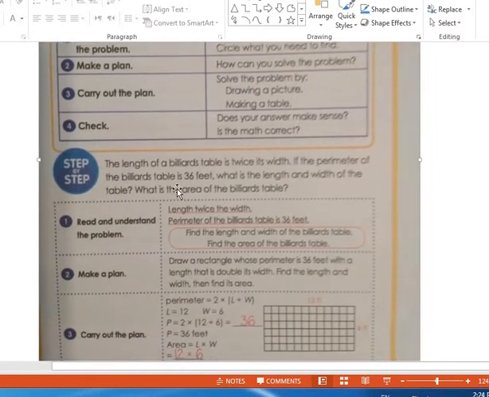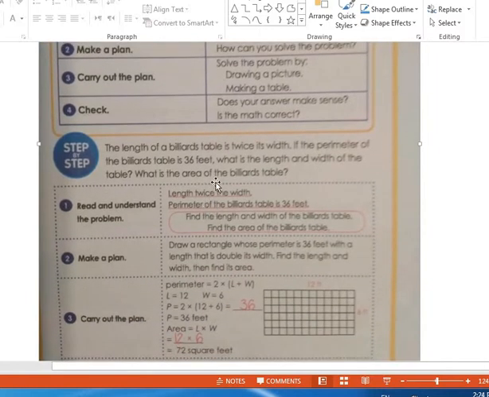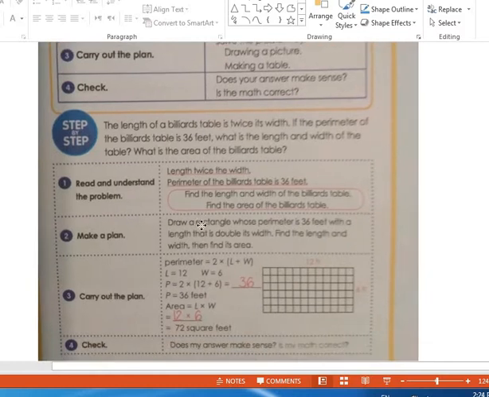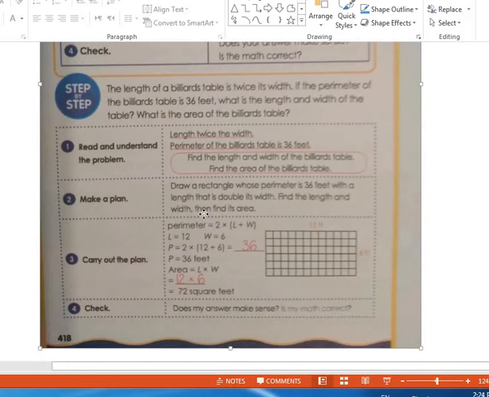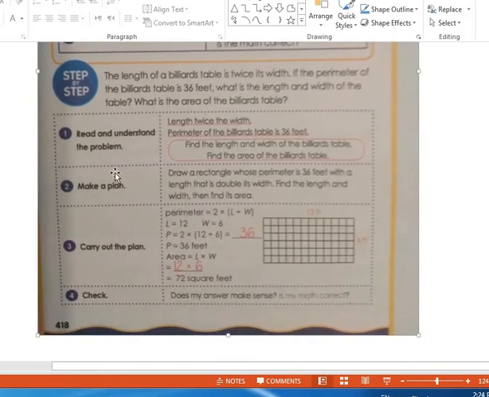Step by step. The length of a billiards table is twice its width. If the perimeter of the billiards table is 36 feet, what's the length and width of the table? What's the area of the billiards table? This is a problem here. What should we do? First step, as I told you, read and understand the problem.